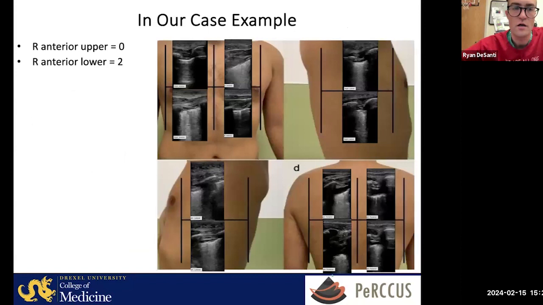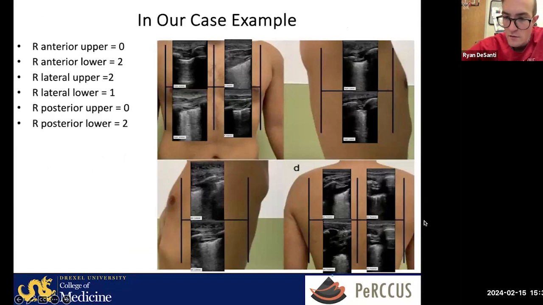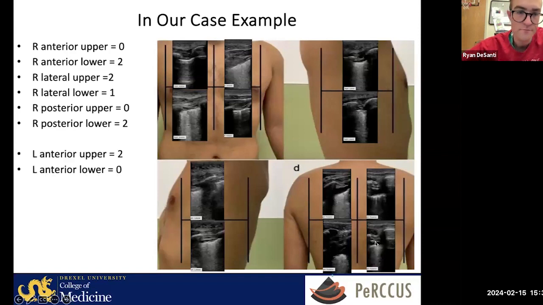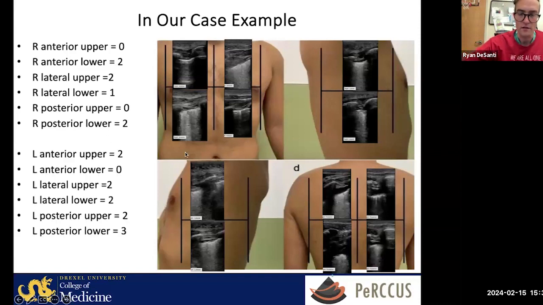And so coming back to our case, I will give the patient 0 points for the upper lung field on the right, 2 points for the lower lung field, 2 points in the upper lung field laterally, and then 1 point in the lateral lower lung field, and then 0 points for the upper on the right posterior, and 2 points on the right lower. And then adding all of these together, going through, gives a total lung ultrasound score of 18 at the time of the examination.